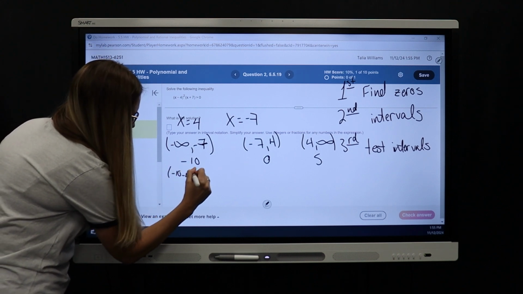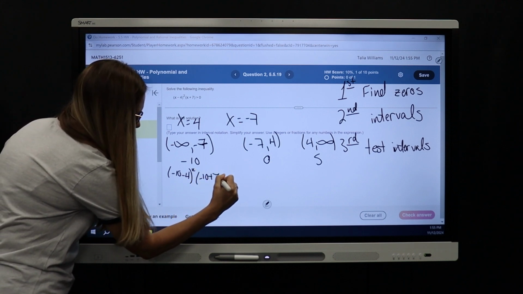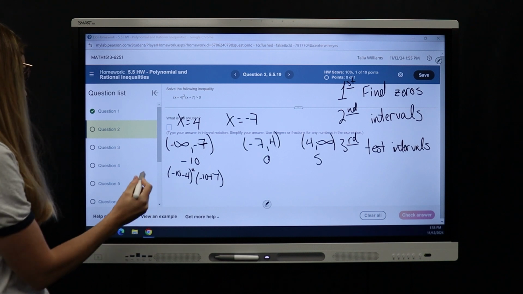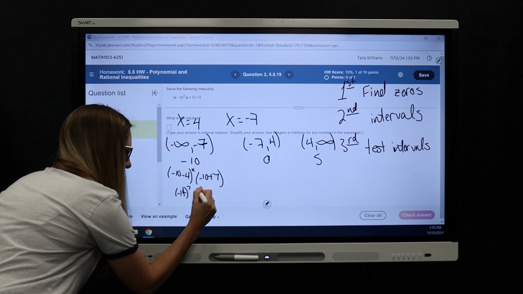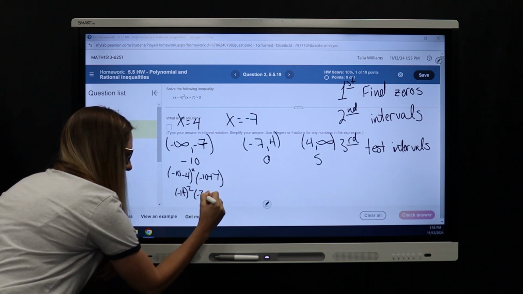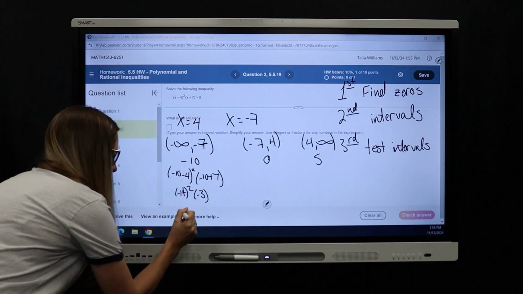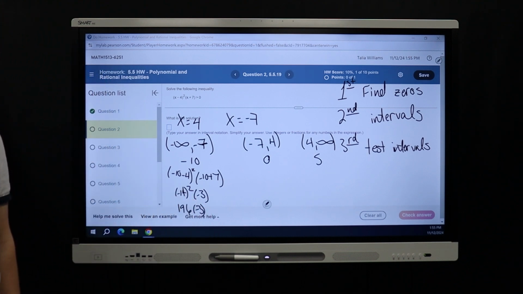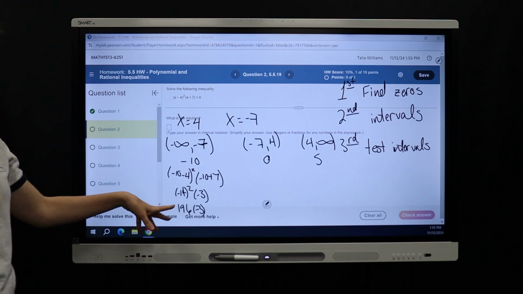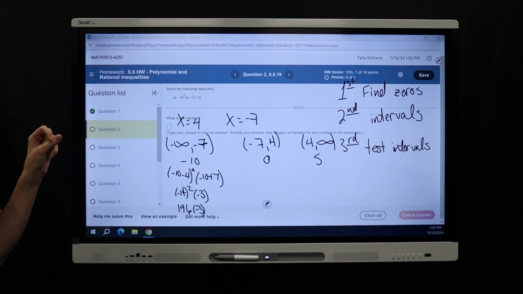-10 minus 4, and this is squared, times -10 plus 7. Okay, -10 subtract 4 would be -14 squared. And this is going to be -3. -14 squared, a negative times a negative is a positive, and that's going to be 196 times -3. Now right here, if you didn't know that's 196, that's fine too, because you know a negative times a negative is a positive.